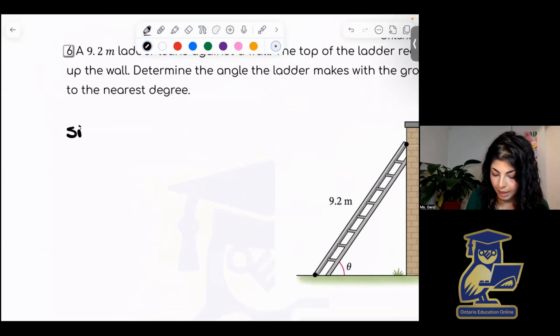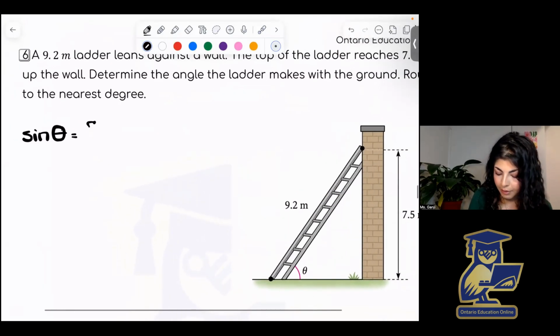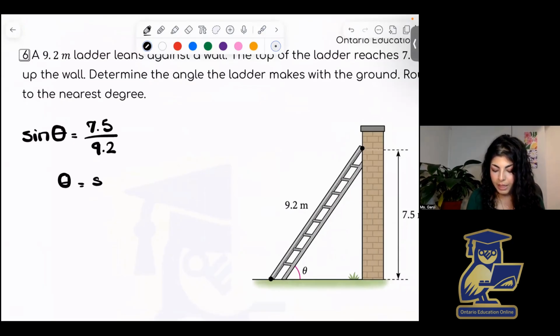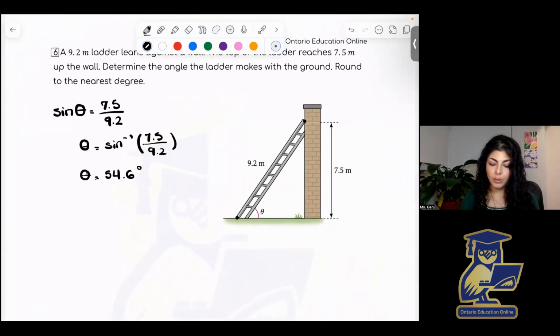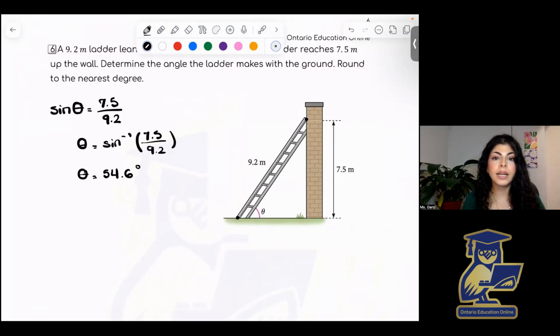So sine of theta is going to be 7.5 over 9.2. So then theta is going to be the sine inverse of 7.5 over 9.2, and we get theta equal to 54.6 degrees. And so don't forget your concluding sentence there. The angle the ladder makes with the ground is approximately 54.6 degrees.